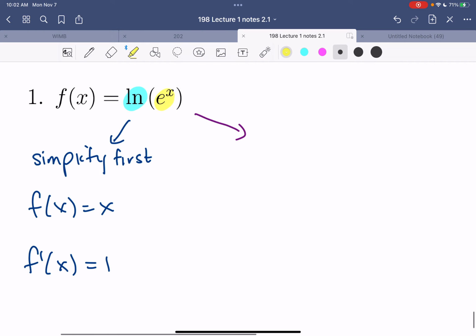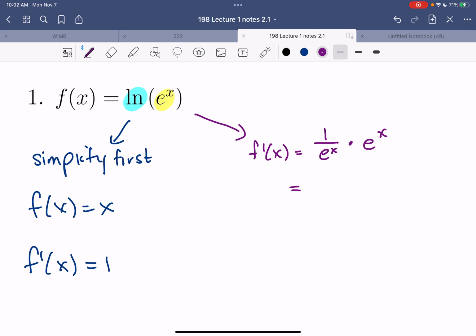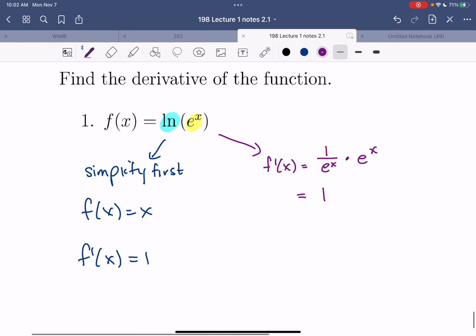So when I look at the derivative of ln here, the derivative of ln is 1 over whatever's in the parentheses. In this case, it's an e to the x. Then I have to multiply by the derivative of the inside, which is e to the x. And of course, those two cancel out to be just 1. So either way, I'm still getting 1 for number 1.